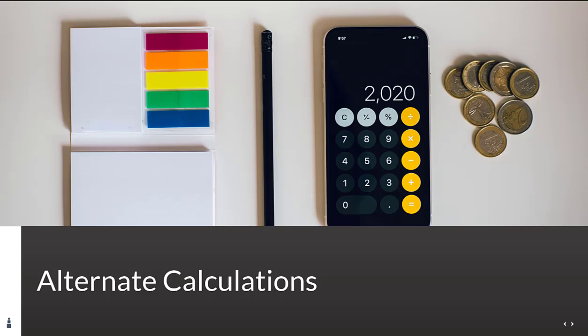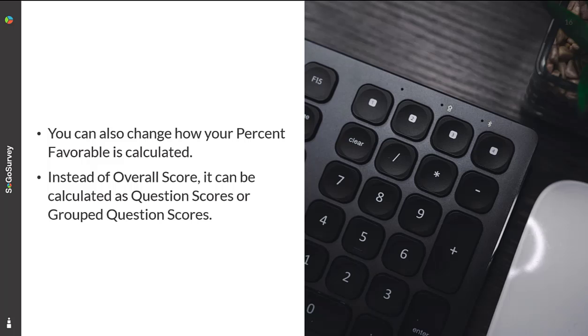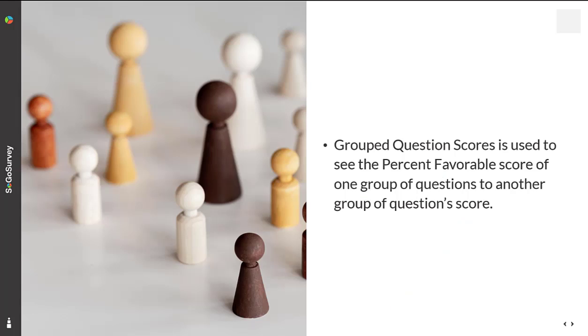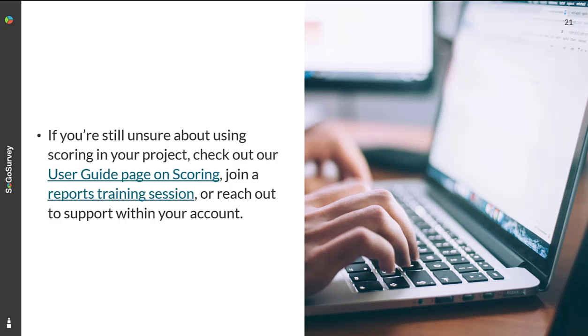Alternate calculations. You can also change how your percent favorable is calculated. Instead of overall score, it can be calculated as question scores or grouped question scores. And here is percent favorable by question. Grouped question scores is used to see the percent favorable score of one group of questions to another group of questions score.